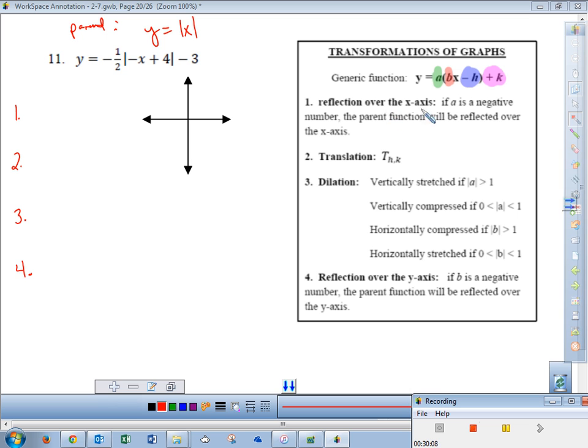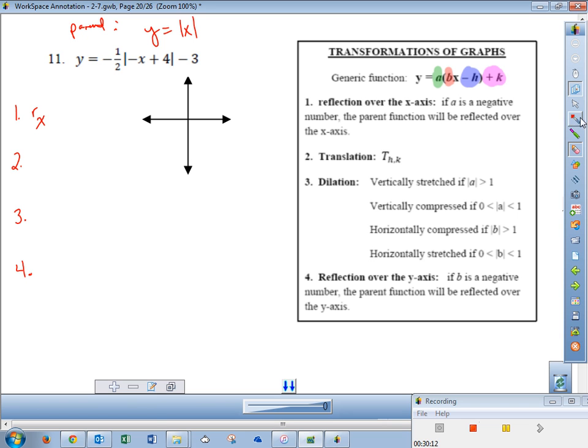First thing I want to know is if it gets reflected over the x-axis. Yes or no? What do you think? The answer is yes. Where did I see that at? Right here. Isn't it that guy? Right there. Correct? Next thing I want to know, translation.